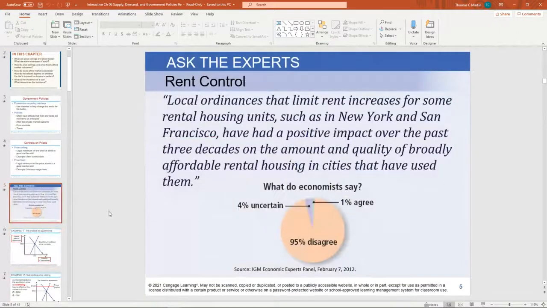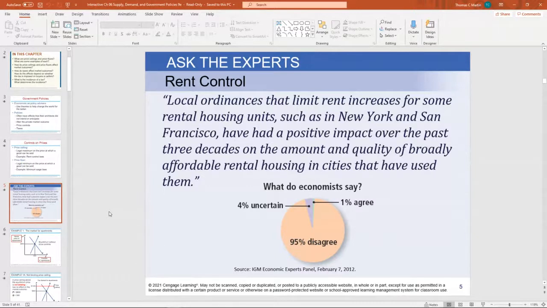They surveyed a bunch of experts, and they talked about rent controls. They wanted to know if they had a positive impact over the past 3 decades on the amount and quality of broadly affordable rental housing in the cities that have used them. And most of the economists, 95%, disagree. So they believe that these rent controls have actually harmed or created negative impacts.